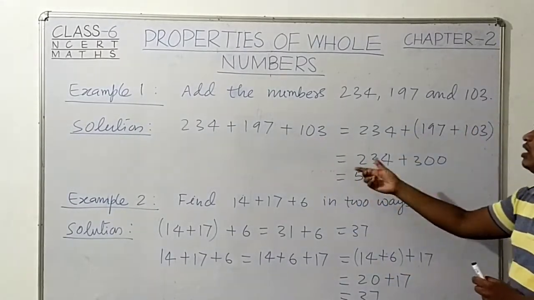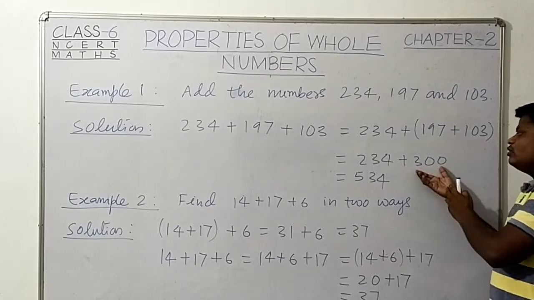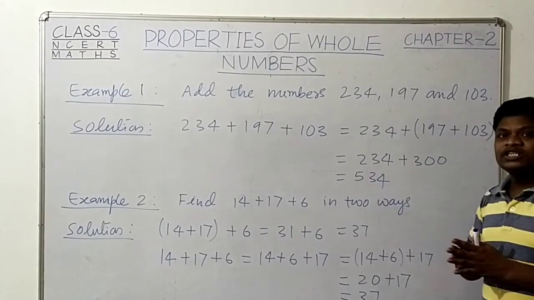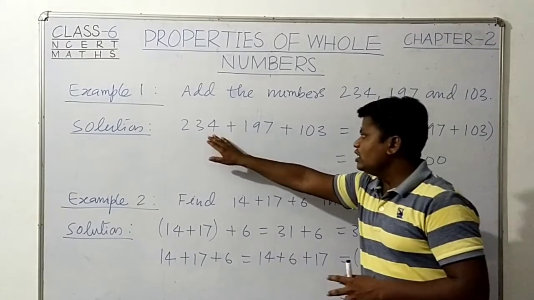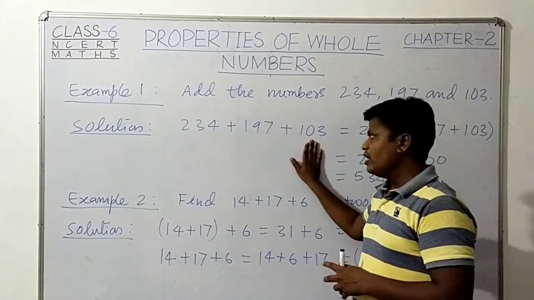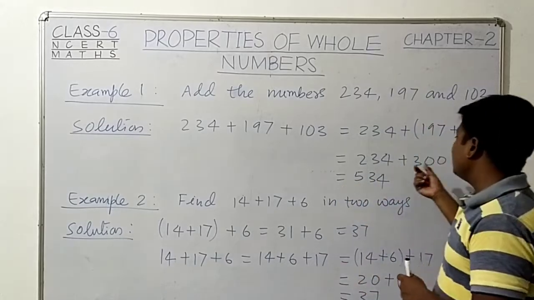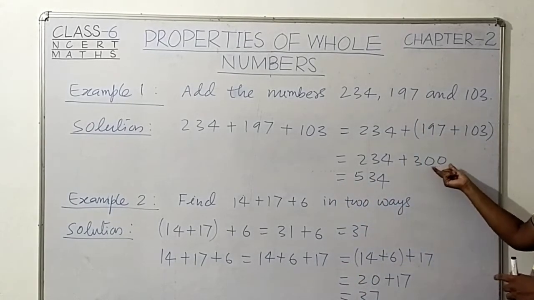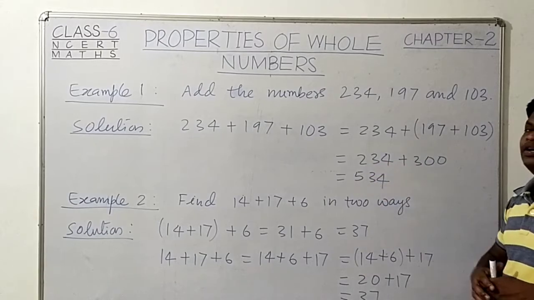197 और 103 इनको हम यहाँ पर ऐड करके 300 बना देंगे. अदरवाइज यहाँ पर इनको 300 बनाने से हमारा एडिशन बहुत ही आसान हो जाता है. इसलिए हमने 234 और 197 या 234 और 103 को नहीं जोड़ा है. हमने ये बात ध्यान रखी कि 7 और 3 को अगर हम ऐड करें तो हमारा यूनिट डिजिट 0 मिलता है. इसीलिए हमने यहाँ पर क्या किया, therefore 300 and 234 that is equal to 534.